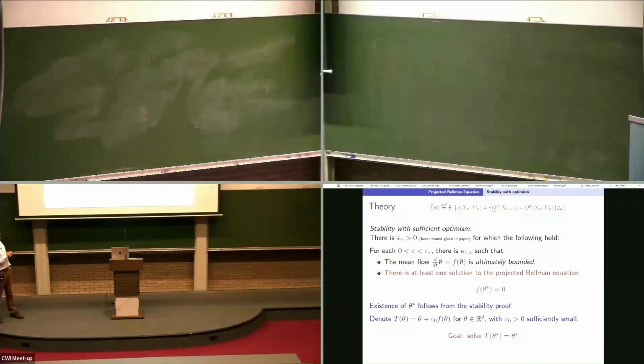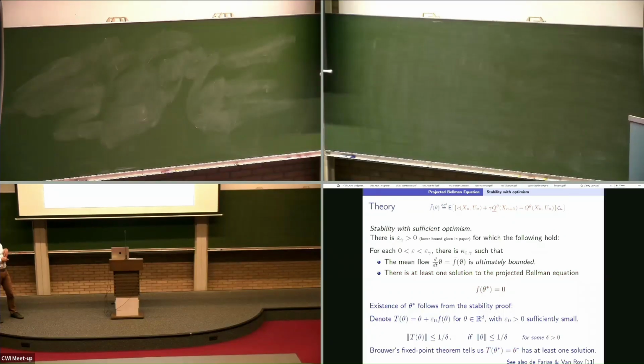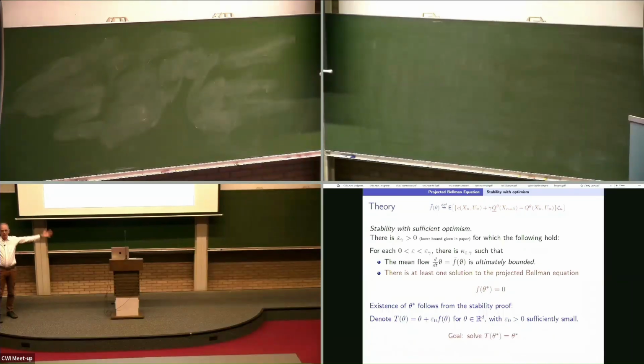And then there's an existence, at least one solution to this projected Bellman equation. And the proof is similar to the stability proof. You define this function, T of theta, and you can convert the root finding problem to a fixed point equation. We started with a fixed point equation, now we're coming back. And from this stability proof, you can show that it maps a compact set to itself. It maps a big ball of radius 1 over delta to itself. And you can apply Brouwer's fixed point theorem.